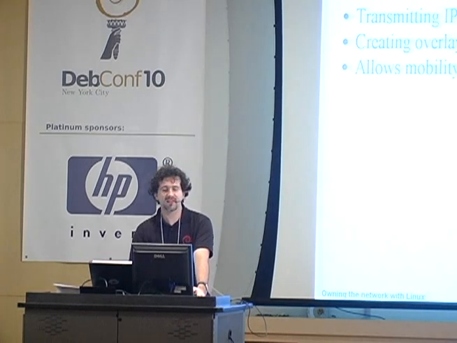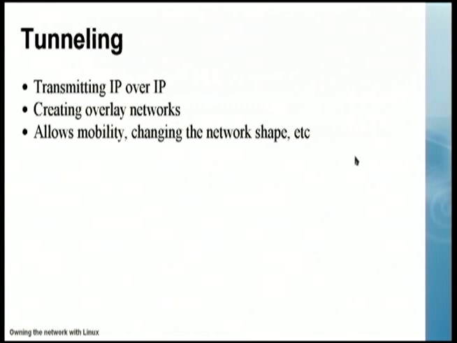OK, let's move to tunneling, which is a bit more fun and challenging. What we are doing is just transmitting IP packets over IP packets. So we're not restricted to VLANs anymore, to Ethernet anymore. And we're doing this on any kind of network. We don't need support from the networking people. We just need them not to filter our GRE type or IP type packets. We're using GRE, we'll see why.